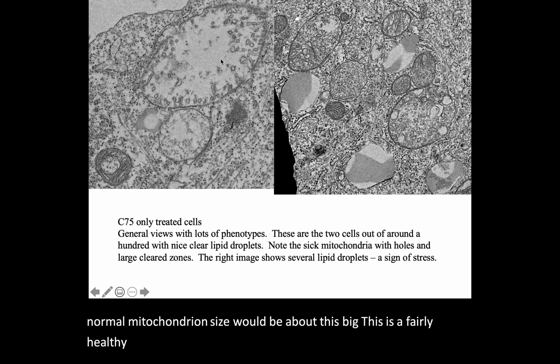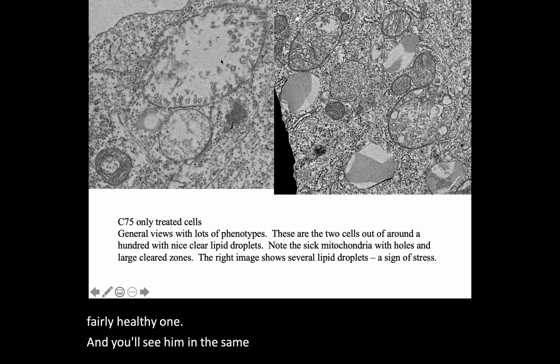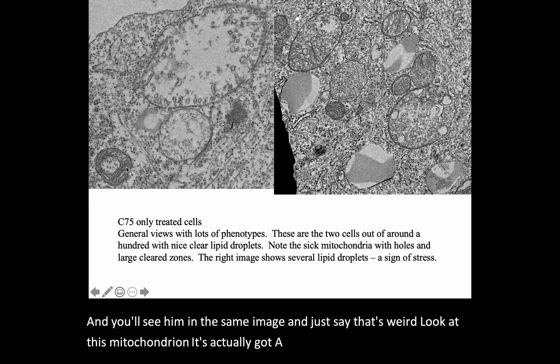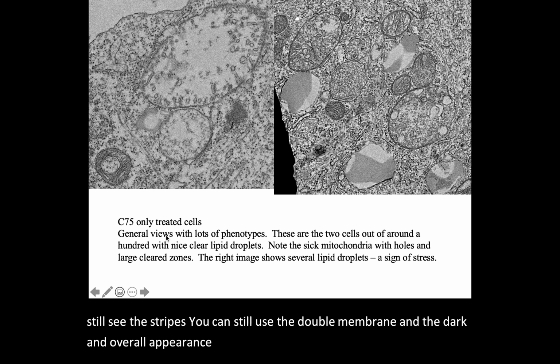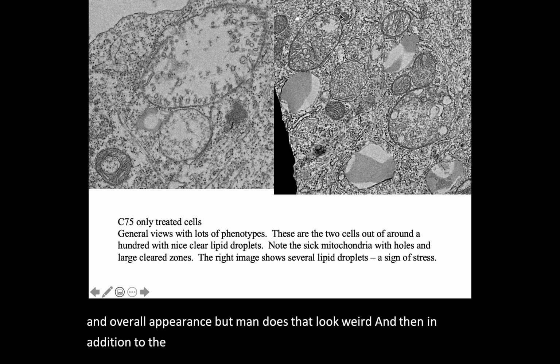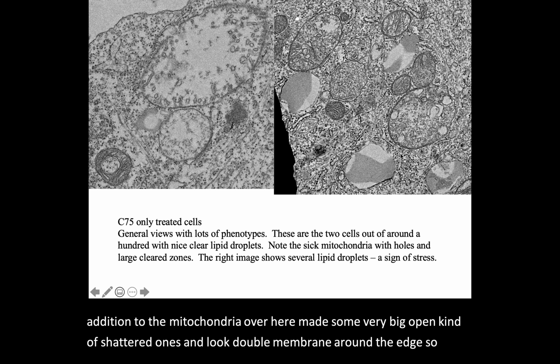And you'll see them in the same image and just say, whoa, that's weird. Look at this mitochondrion. It's actually got a giant hole in the center. You can still see the stripes. You can still see the double membrane and the darkened overall appearance. But man, does that look weird. And then in addition to the mitochondria over here, there's some very big, open, kind of shattered ones. And look, double membrane around the edge, so it's probably a mitochondrion.